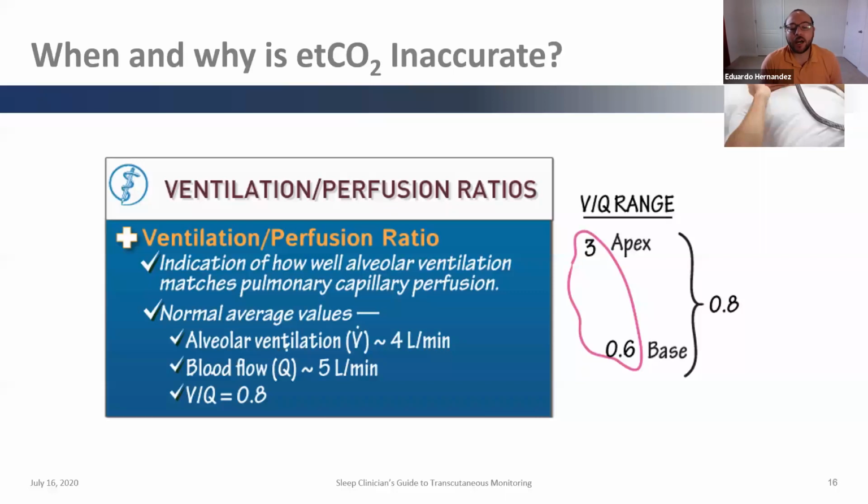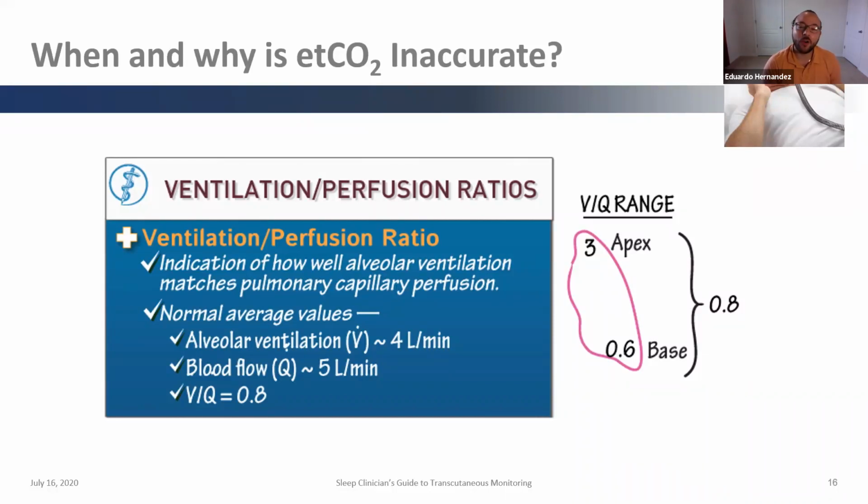As you can see here, ventilation perfusion, there's a ratio that indicates how well our alveolar ventilation matches our pulmonary capillary perfusion. So that V is measuring alveolar ventilation. It's more or less about 4 liters per minute. That Q of the VQ ratio is our blood flow. That's what it's measuring, about 5 liters per minute inside the body. So if you take that 4 divided by 5, the ratio will give you about 0.8. That's a normal VQ range.